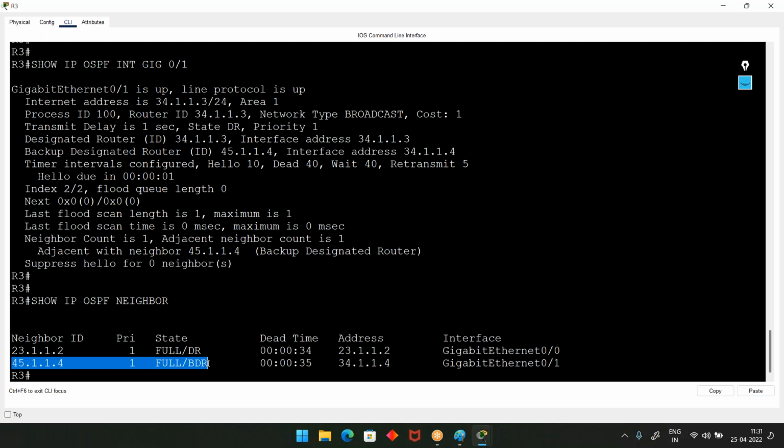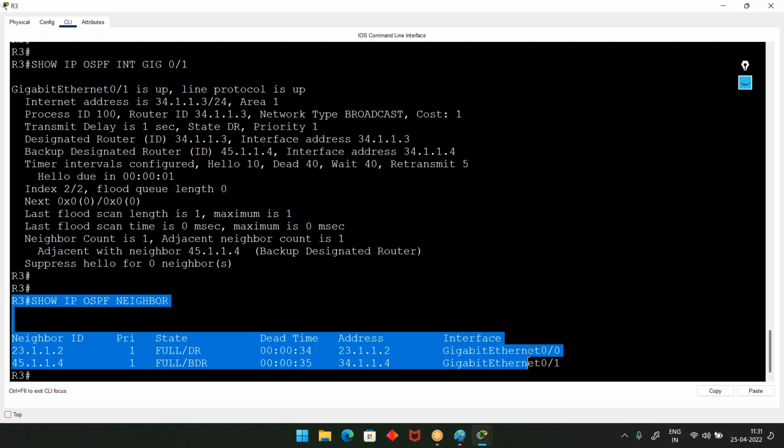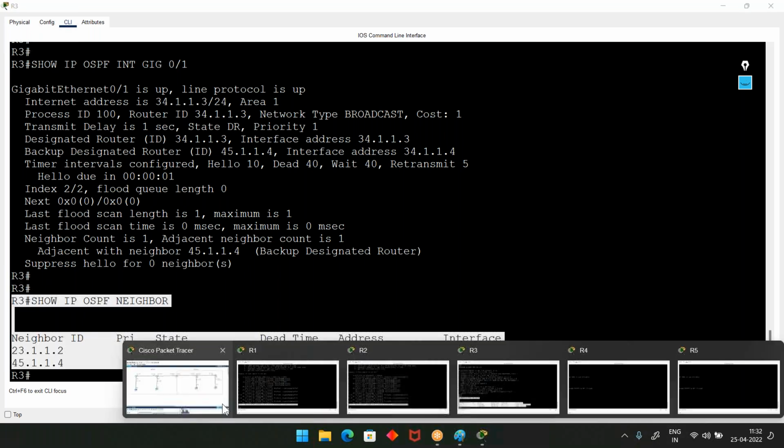Sir, why are other networks not showing in the neighbor ID column? There are a few more networks in this topology. For example, 12.1 is there, and some 33 something. Why is only this showing in the neighbor table?